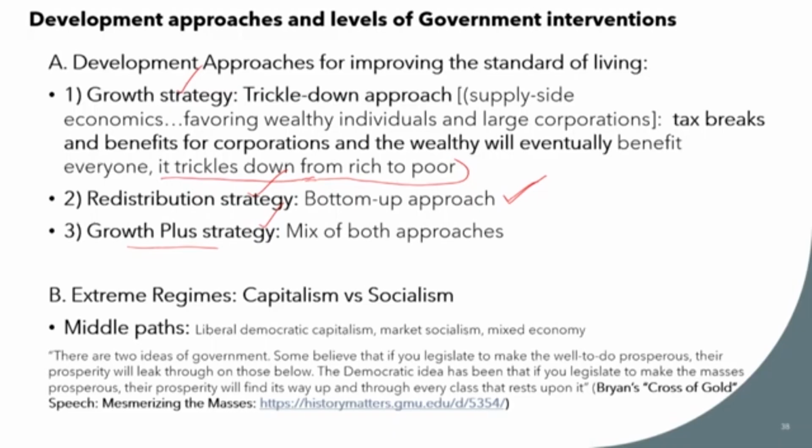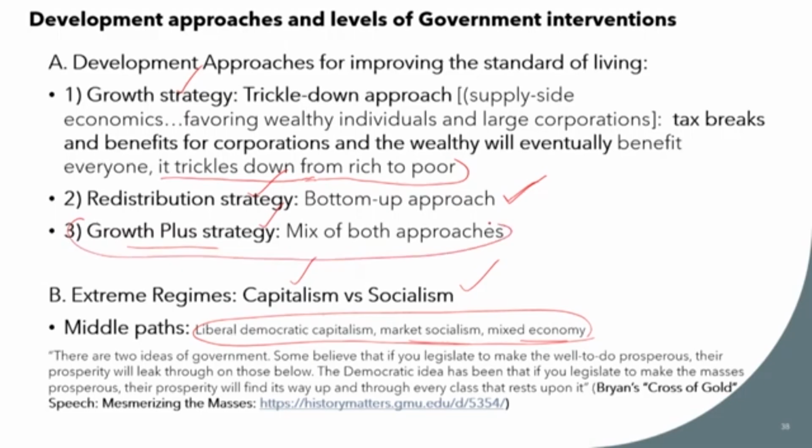The extreme regimes we have already seen: capitalism, which means completely leaving things to free market forces, and socialism, which means completely under government control. The middle path, mainly liberal democratic capitalism, market capitalism, socialism and mixed economy these days, all follow a middle path of both strategies. That means a growth plus redistribution strategy. This has been widely used these days.